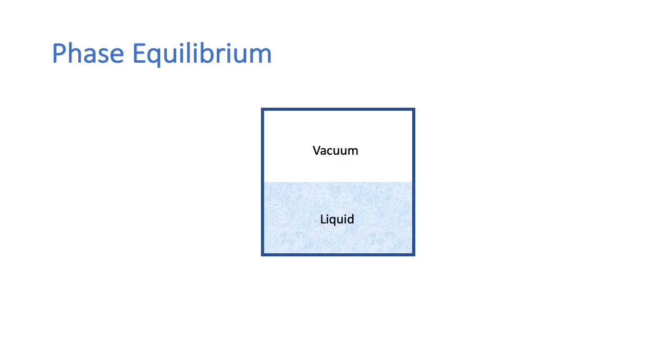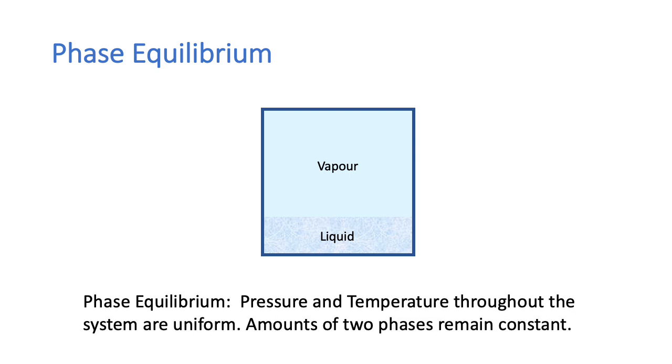Here we've got a container which is partially filled with liquid, and there's a vacuum above that. The liquid will start evaporating, and the vapor will fill the vacuum. The liquid level will then decrease. Eventually, we will reach a state of equilibrium, and this is called phase equilibrium. The pressure and the temperature throughout the system are uniform, and the amounts of the two phases will also remain constant.